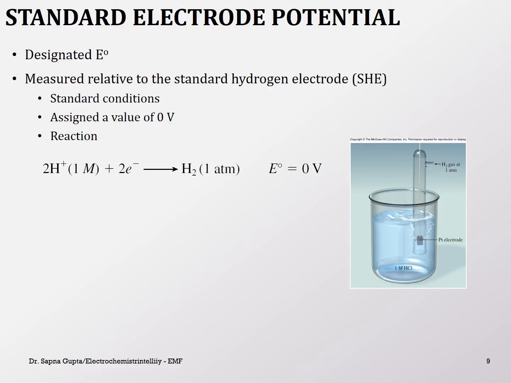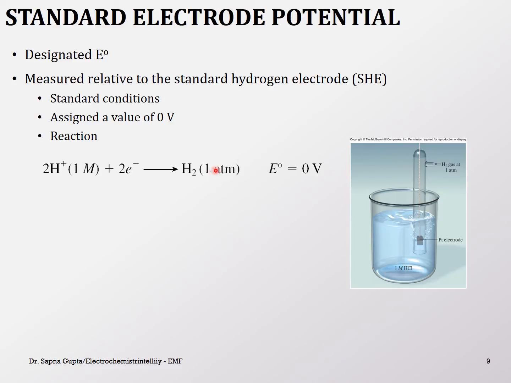Now let's talk about something called the standard electrode potential. The standard electrode potential is designated by E degree, E naught, E0, whatever you want to call it. I call it E naught. If this is the standard electrode potential, it has to be done under standard conditions. Standard conditions in chemistry usually are 1 molar for solutions and 1 atmosphere for hydrogen, and then the standard temperature could be 0 degrees or 25 degrees depending on what you're studying. So those are the conditions that you would use.